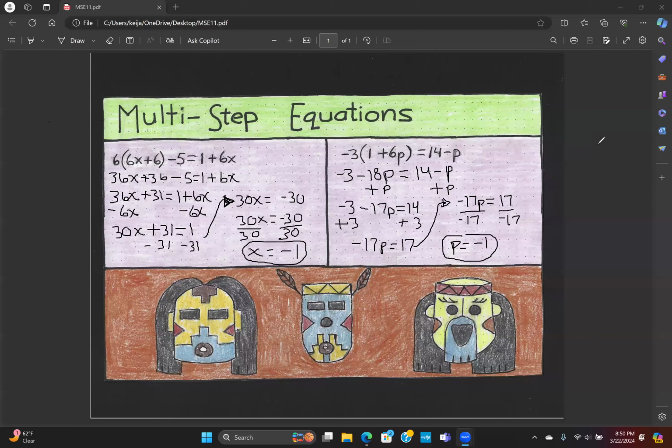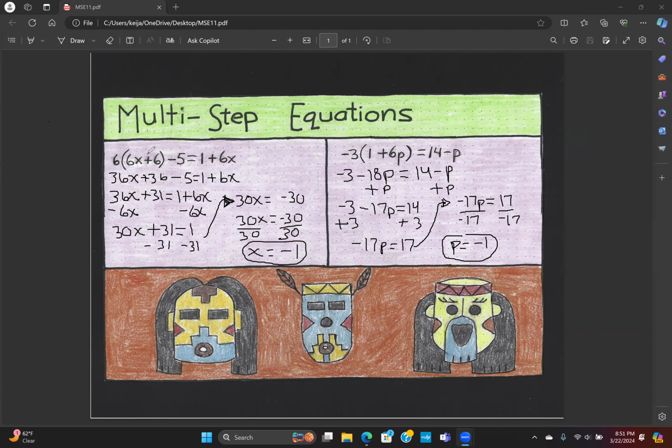And here are two more multi-step equations to work on, and they're already made. And then we'll make sense of all this writing that I've done, all this math right here, and we'll make it easier to understand. So in our first equation, we have 6 times the quantity of 6x plus 6 minus 5 is equal to 1 plus 6x.